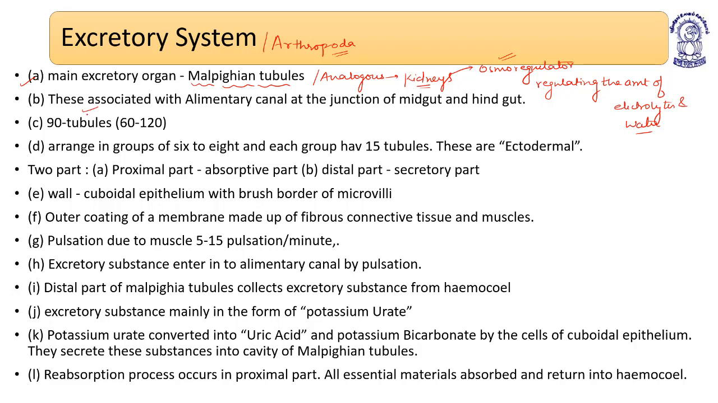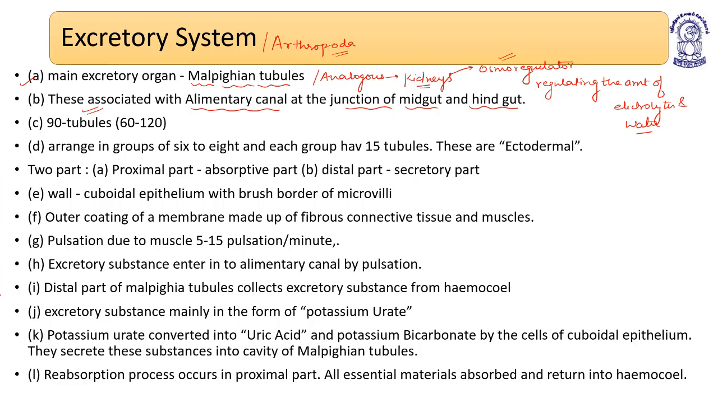These Malpighian tubules are associated with the alimentary canal at the junction of midgut and hindgut. When we were doing the digestive system of cockroach, we saw that the alimentary canal is divided into three major regions: the foregut, midgut, and hindgut. Between midgut and hindgut, we have a junction, which is the point of assemblage of the alimentary canal and Malpighian tubules.